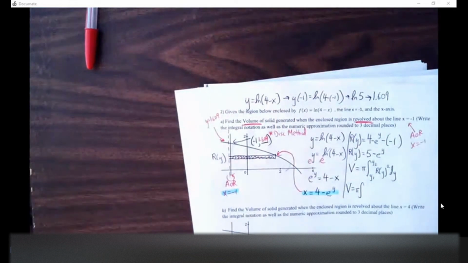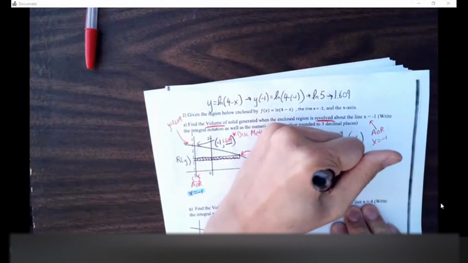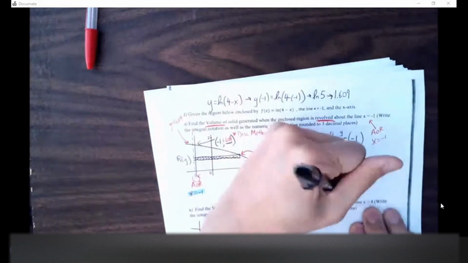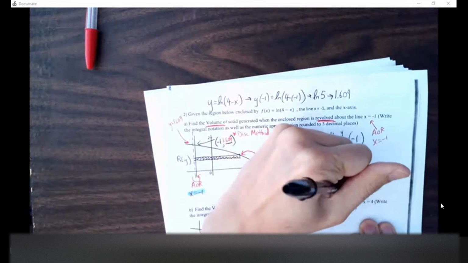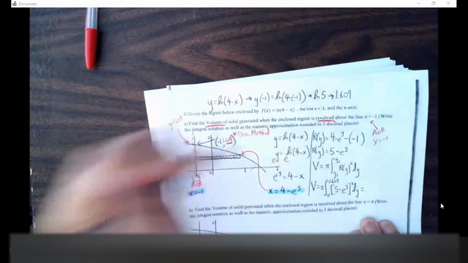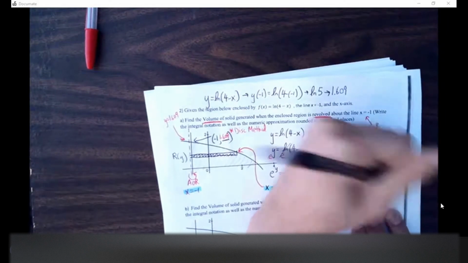Okay, so now we're ready to insert. Everything that we need is identified for our volume formula. Big radius squared. Enter into your calculator, and you'll get 12.236 pi, and then units cubed.